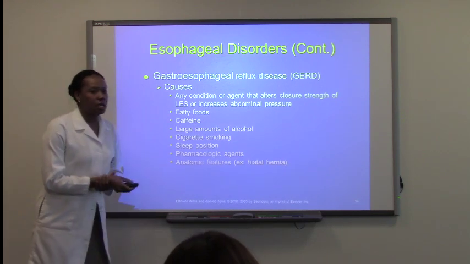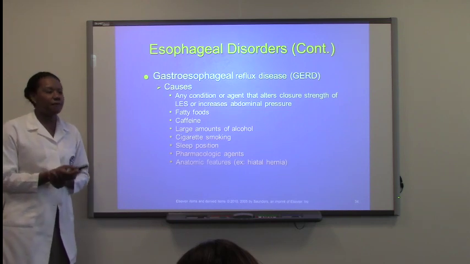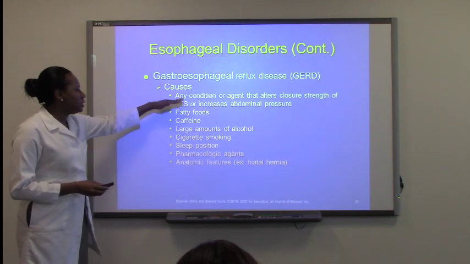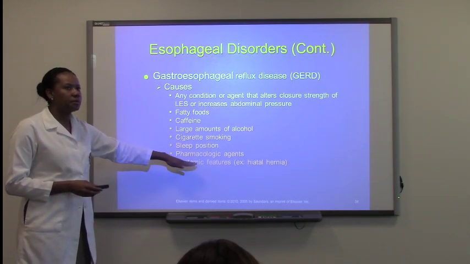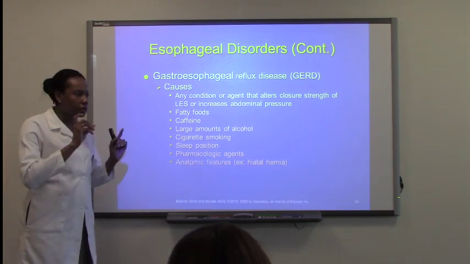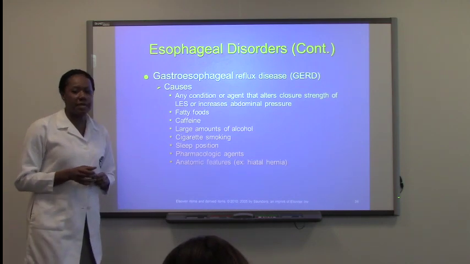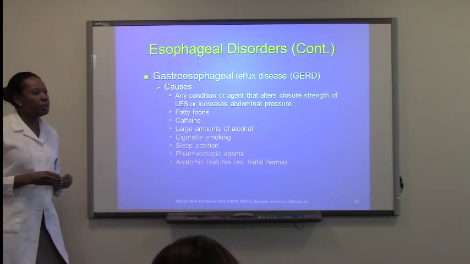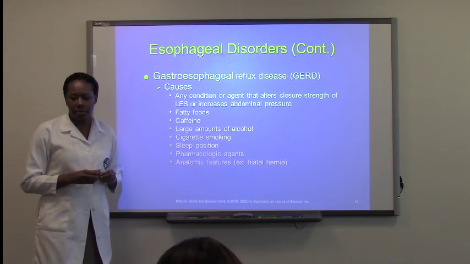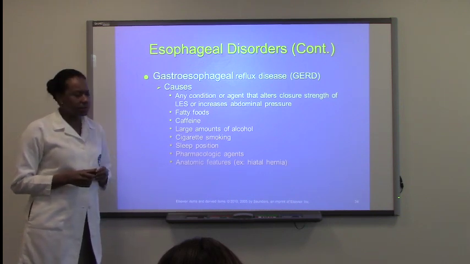So, causes here. Number one cause, as we know, is the failure of that lower esophageal sphincter to close. Fatty foods. Now keep in mind, all of these other things will sort of increase acid production. Okay, so not that it's causing the GERD itself, but it increases acid production. So fatty foods, caffeine, okay? Believe it or not, people don't realize coffee is extremely acidic. Some people don't realize that, but coffee is very acidic. Large amounts of alcohol, as you can imagine.